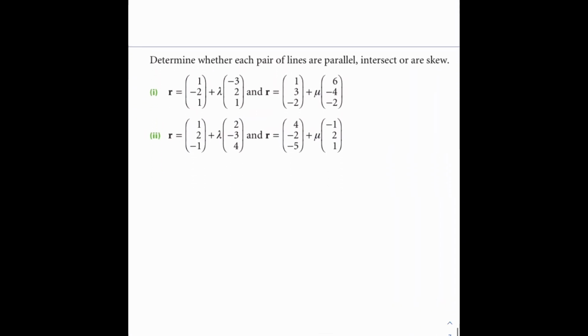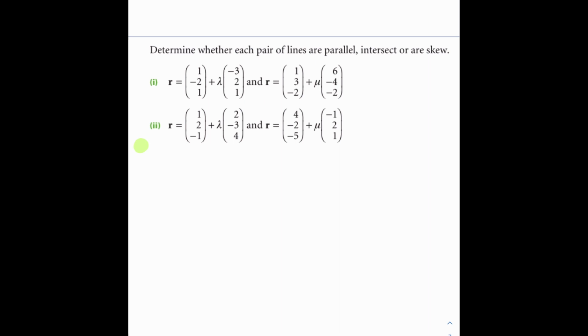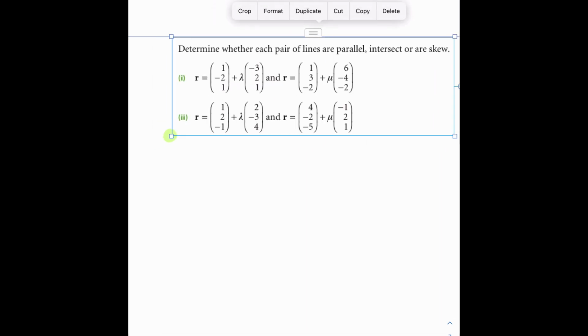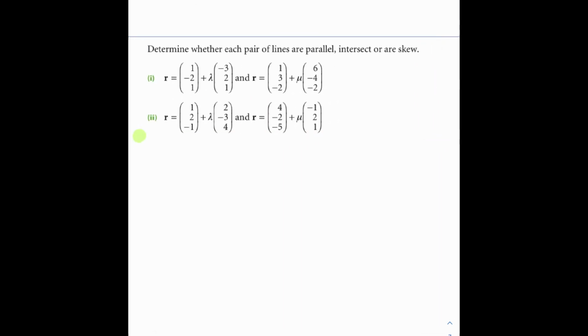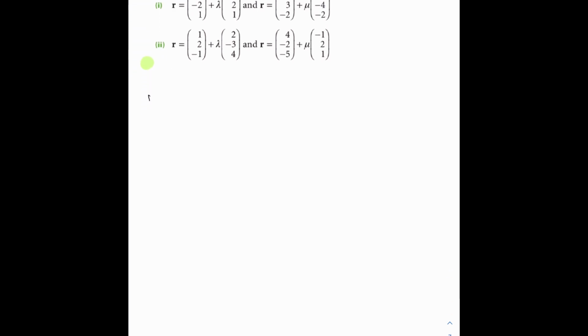Determine whether each pair of lines are parallel, intersecting, or skew. Okay, if I do the first one, 1 minus 3 lambda, minus 2 plus 2 lambda, and 1 plus lambda equals 1 plus 6 mu. This is in 3 dimensions.